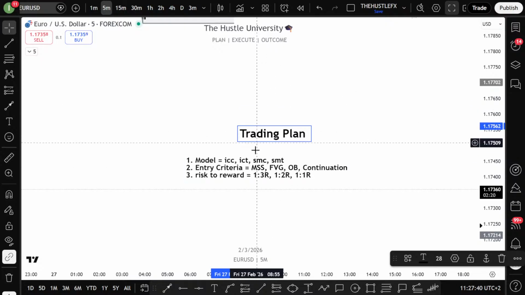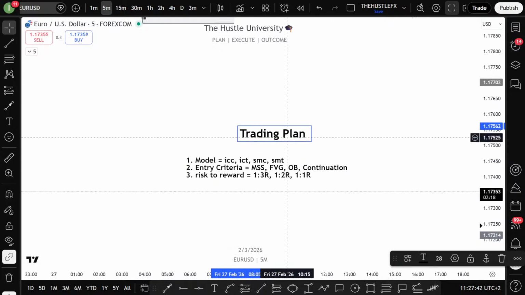So basically, what we're always going to be looking for in terms of having a trading plan, I always stress this, because most people just trade with the hopes of making something out of the trade. You get what I'm saying?